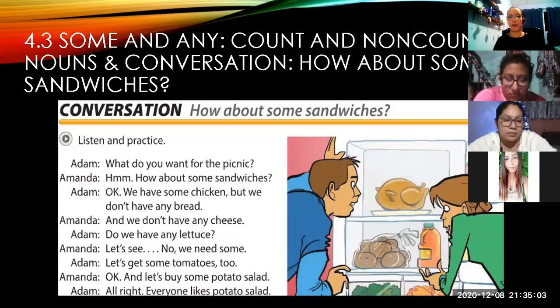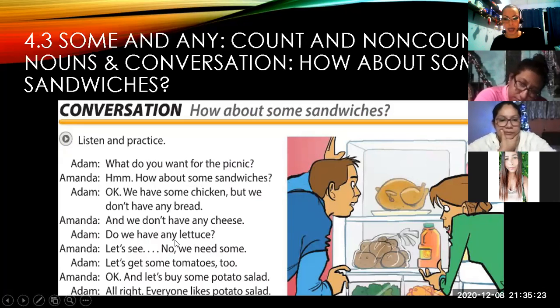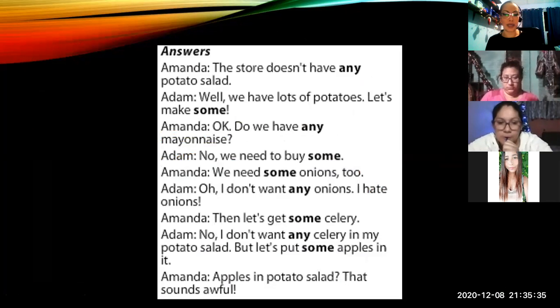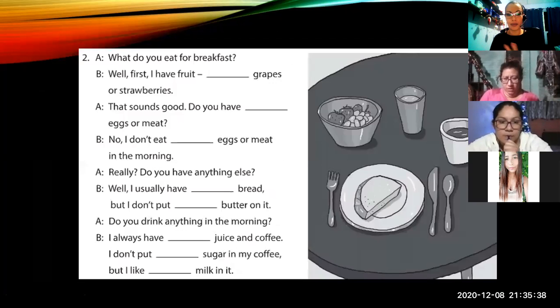En la plataforma se está usando más que todo any para las preguntas. Pero si usted se fija, aquí tenemos la conversación how about some sandwiches. Estamos utilizando some en la pregunta. Y aquí tenemos, do we have any letters? Tenemos any en pregunta. Quiere decir, en pregunta vamos a usar some o vamos a usar any y está correcto. Ya en oraciones no podemos hacer eso. Si estamos haciendo oraciones afirmativas, some. Negative, any.